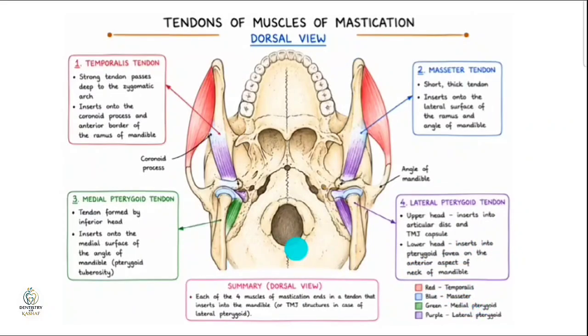And this is the dorsal view. Each of the 4 muscles of mastication has its tendon inserted into the mandible, or TMJ and its structures in the case of the lateral pterygoid.